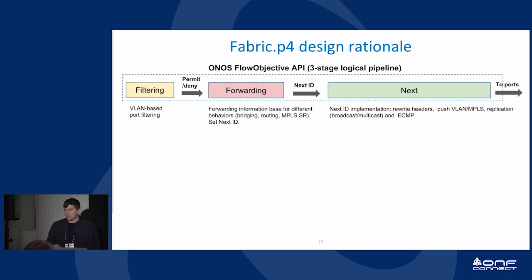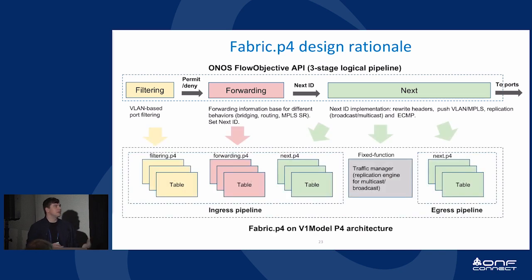Just to give you an idea of why Fabric.P4 also makes it easy to provide this flow objective mapping layer: the design rationale behind Fabric.P4 actually comes from the flow objective abstraction. In ONOS, we have this abstraction that is more or less an abstraction of a three-stage pipeline. We have a filtering stage, a forwarding stage, and a next stage. And what we did was simply create almost a similar abstraction when writing the P4 program. So we have some tables that represent the filtering stage, some other tables that represent the forwarding stage, and other tables that represent the next stage.